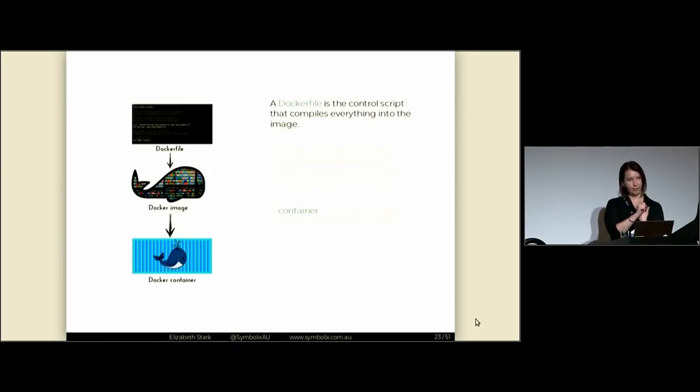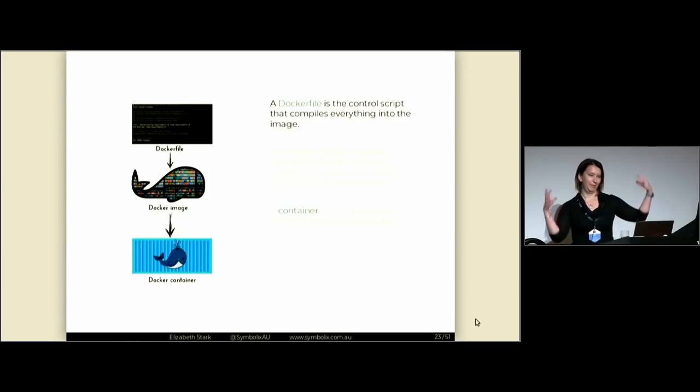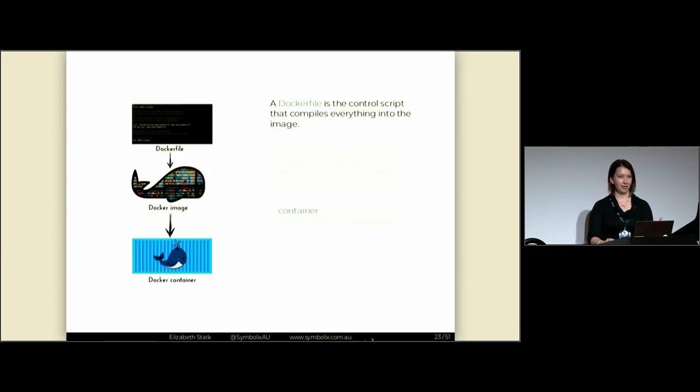The Docker file is what we're going to spend a lot of time working with today. The Docker file is the control script that compiles everything into the image. So for those of you who are fellow builder type data scientists, you can think of a Docker image as like a class definition, essentially. The Docker container is like an instance of that class, and the Docker file is the control script or the make file that puts it all together.